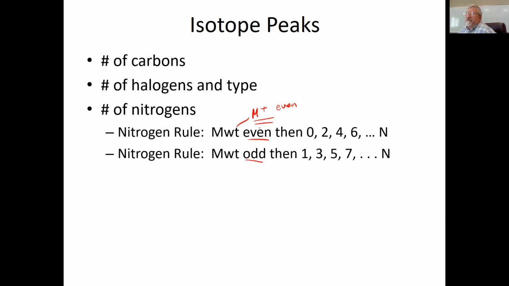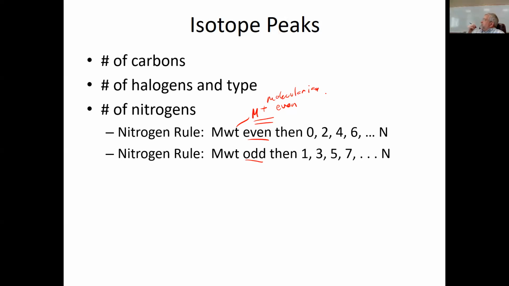So the M plus 1 peak? M peak. Oh, M peak. The molecular ion. So it's the compound just lacking an electron. When I mean the M plus 1, I'm going to put the 1 there. Okay, I just want to make sure. Yeah, I understand.